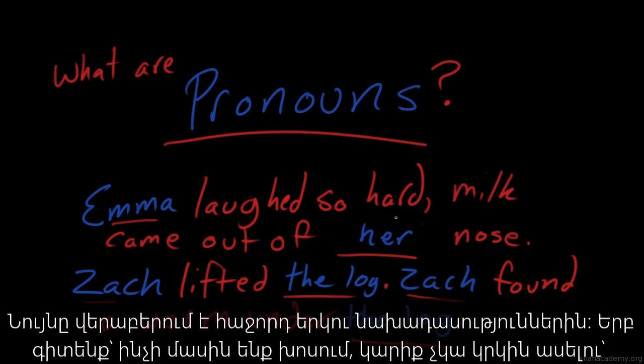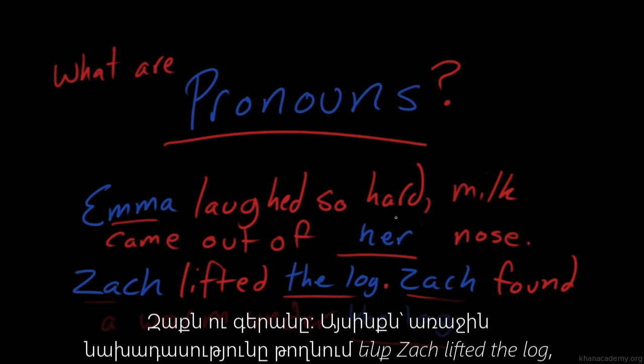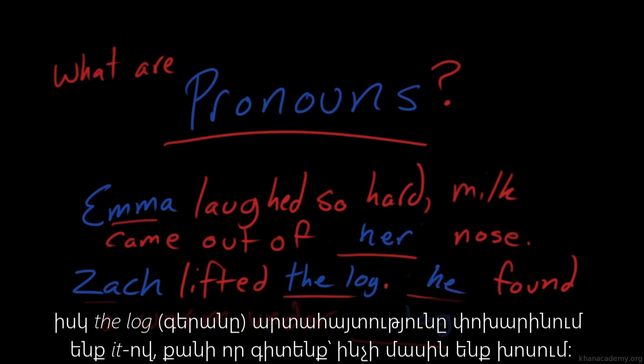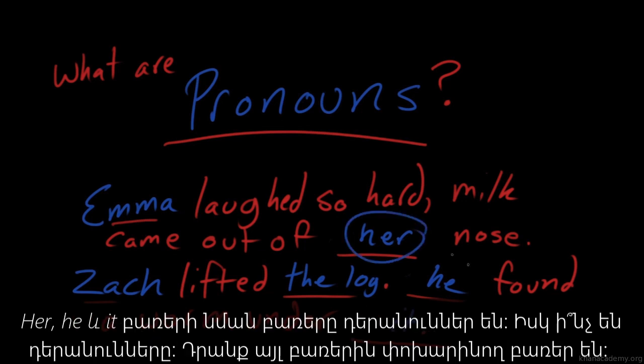Same thing applies to the second two sentences. We don't have to keep on mentioning Zach and the log when we know what we're talking about. So the first sentence will still read Zach lifted the log, but then in the second sentence, we can replace the name Zach, since we already know who we're talking about, with the word he, and we can replace this little phrase, the log, with it, since we know we're talking about the log. Now words like her and he and it are all pronouns.